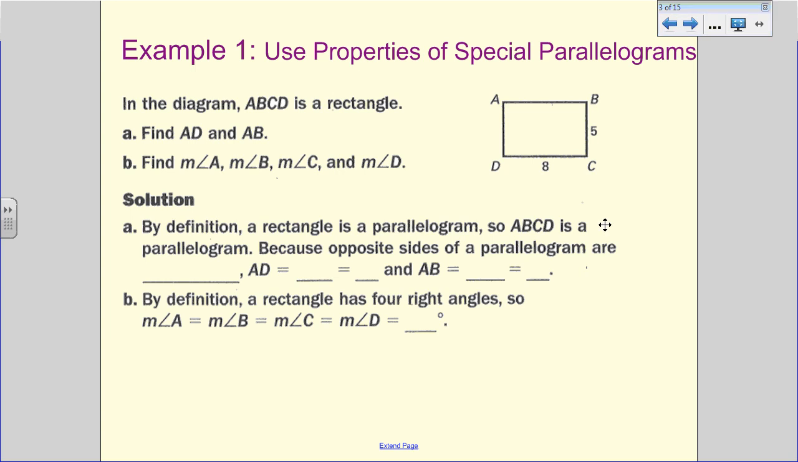So let's take a look here. We're going to use the properties of special parallelograms. We know that ABCD is a rectangle, so we need to find AD and AB. So let's do that first.